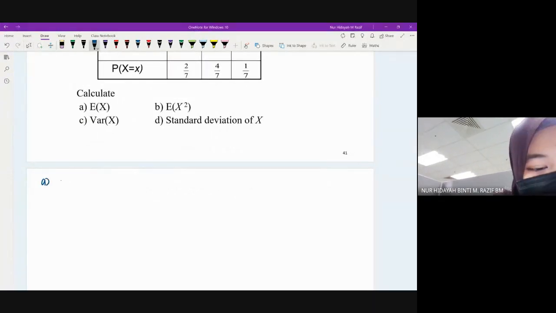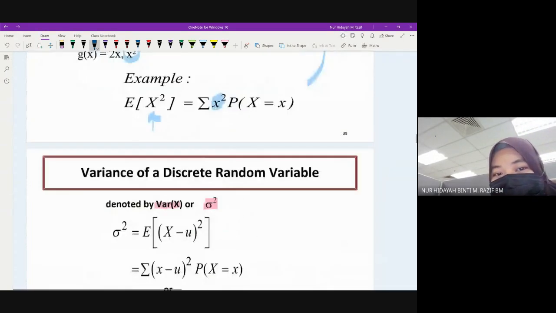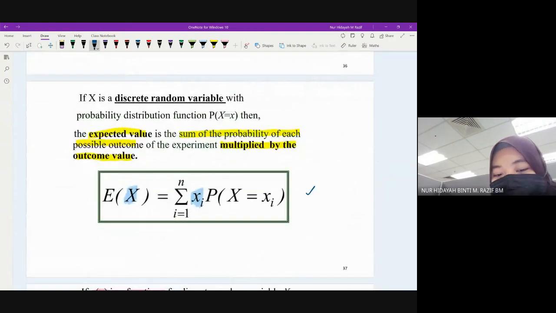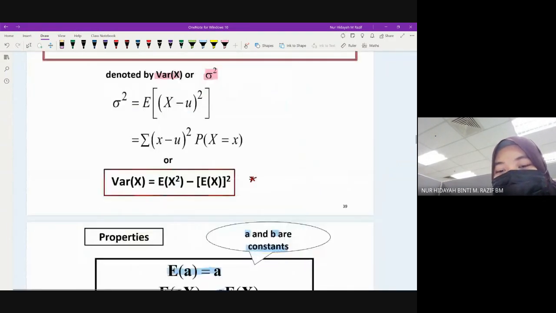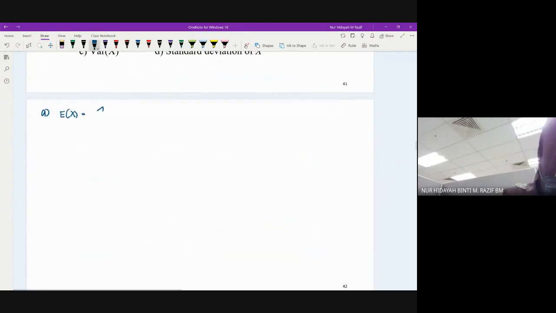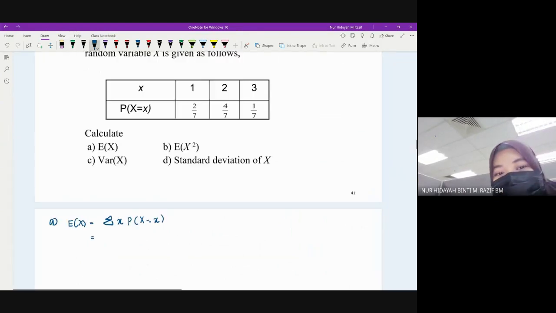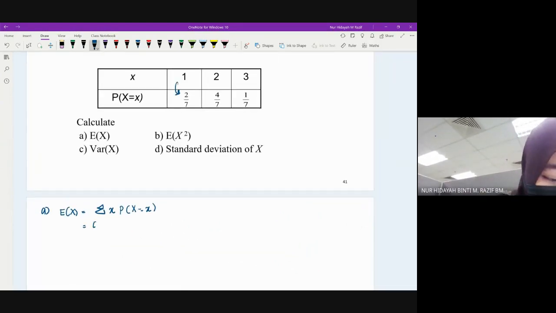So untuk soalan A, the expected value of X will be equal to, you tak ingat, then you go up. Ada formula, this one kita akan guna ini. So it will be the summation of x darab dengan probability of x. Okay, so the summation of x darab dengan probability X sama dengan x. So dari sini kita akan dapat apa? Kita akan darabkan 1 darab 2/7 and then tambahkan dengan 2 didarabkan dengan 4/7 ditambahkan dengan 3 didarabkan dengan 1/7.